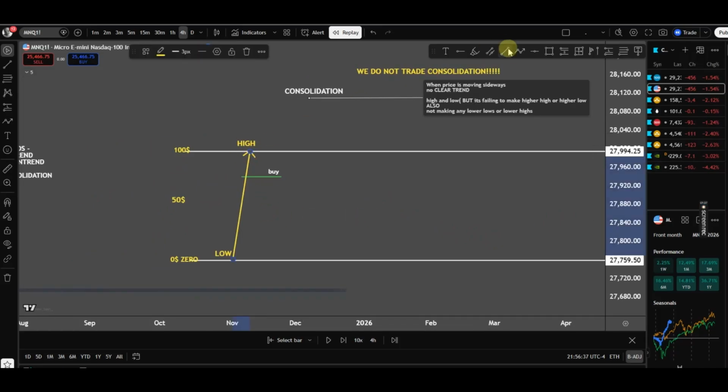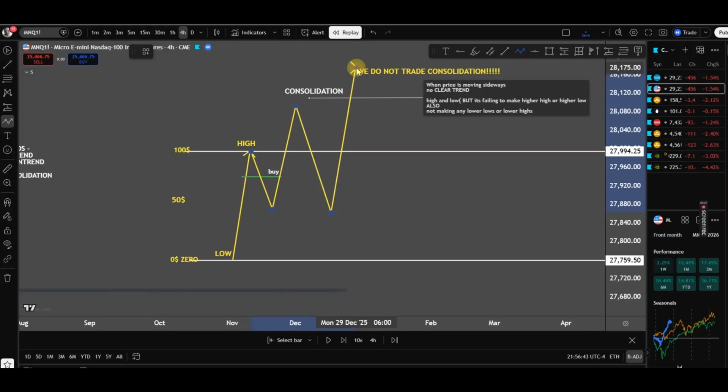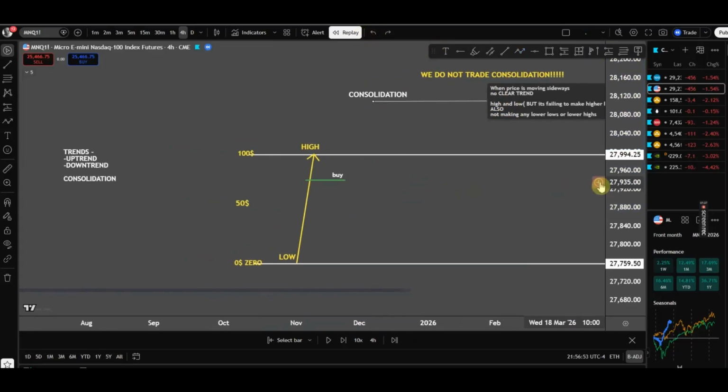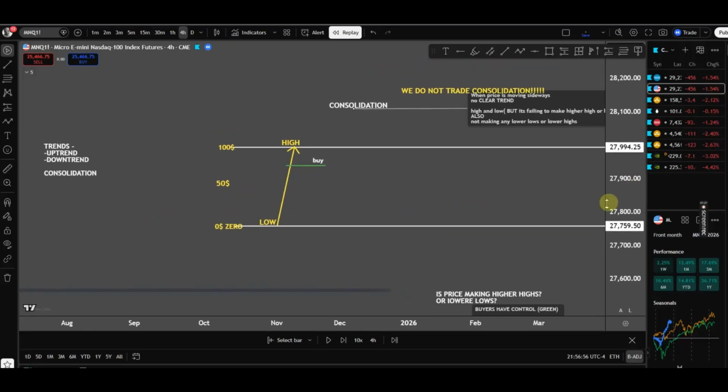They all want to make higher highs. Lower highs, higher high, lower high. I mean higher low, higher high, higher low, higher high, higher low, higher high, higher low, higher high. Every market wants to make bullish trends and make an uptrend, right?